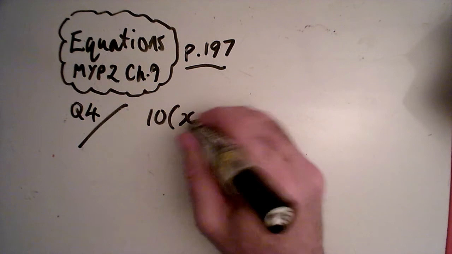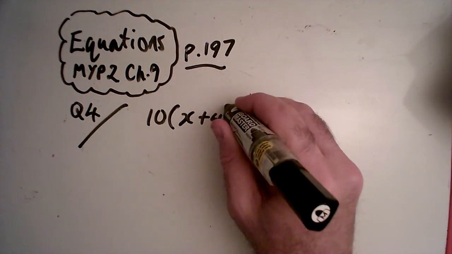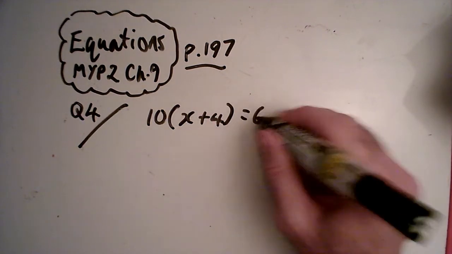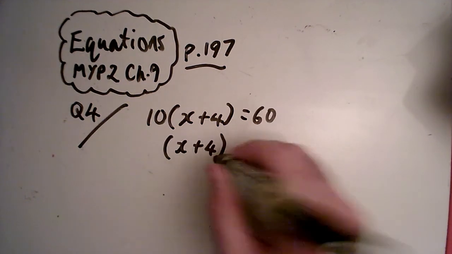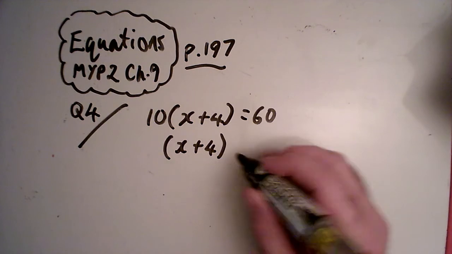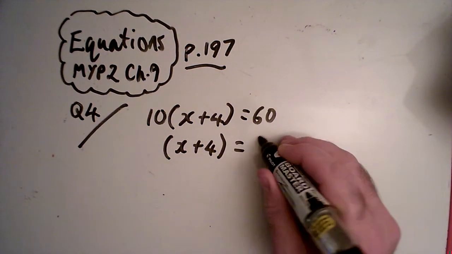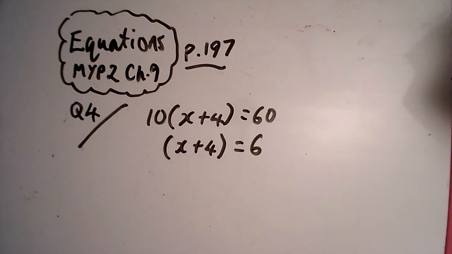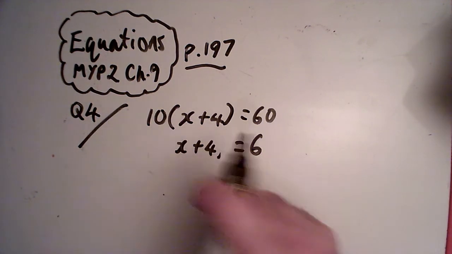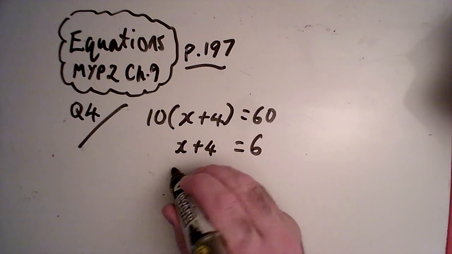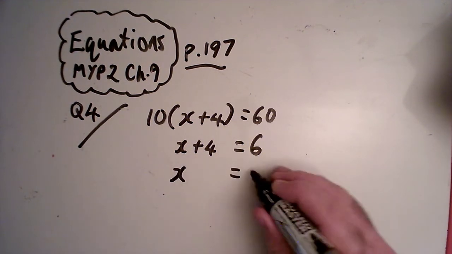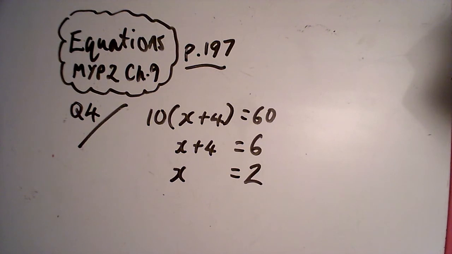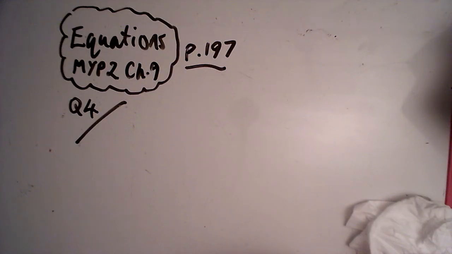10(x + 4) = 60. I'd like to get the brackets with the x in on its own, so I need to divide by 10. So dividing the other side by 10 as well, I get x + 4 = 6. Don't really need those brackets there. x + 4 = 6. I'd like the x on its own, so I'd like to take away the 4. So taking away 4 from both sides, I get x = 2. Okay, on to question J.